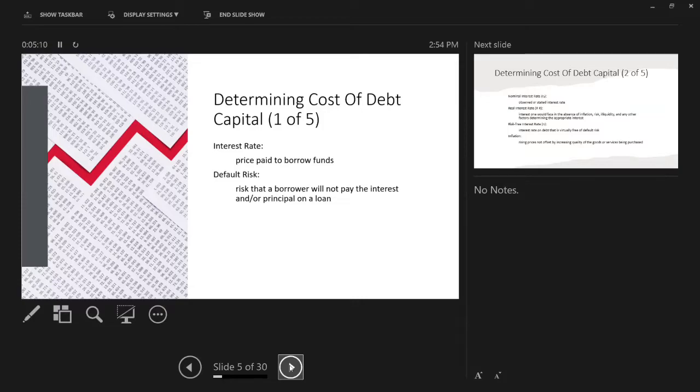Okay, the first one is the interest rate, the price paid to the lenders for borrowing funds, right? So the company is borrowing funds, then the company is paying a certain fixed amount of interest. That's what is called interest rate, right?